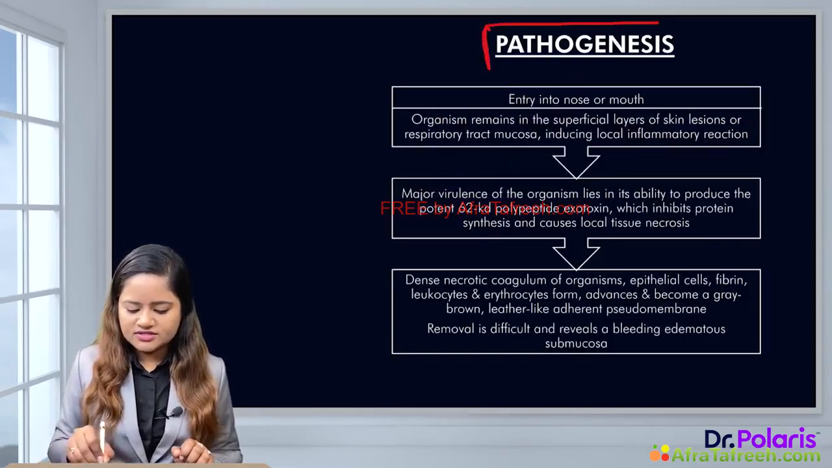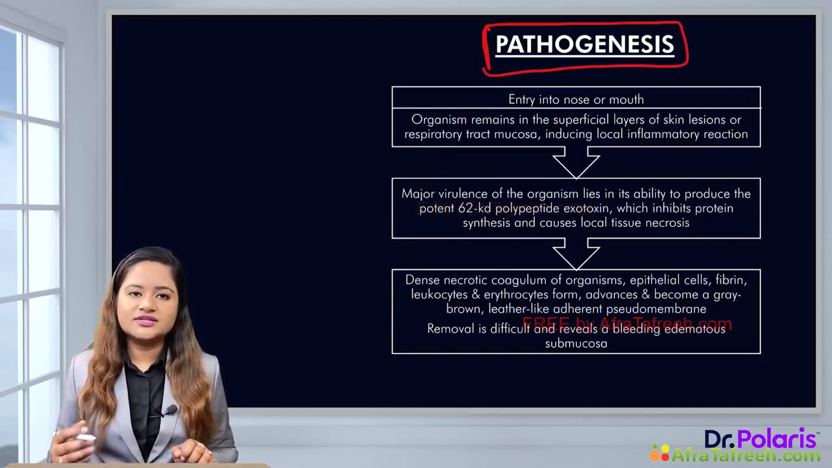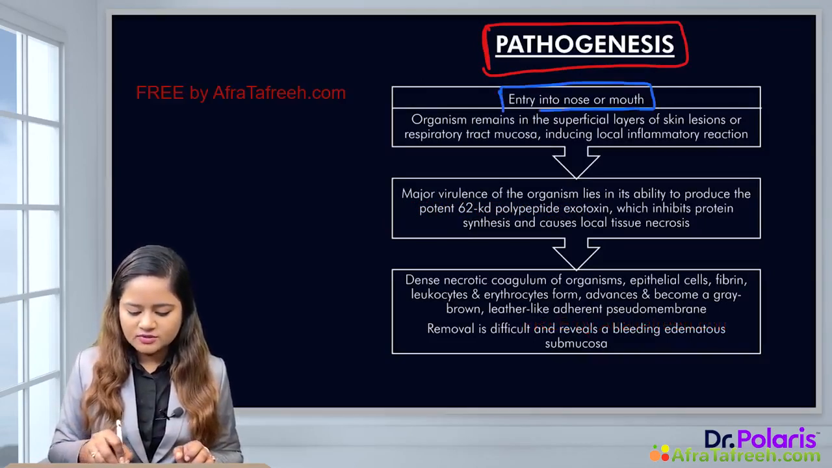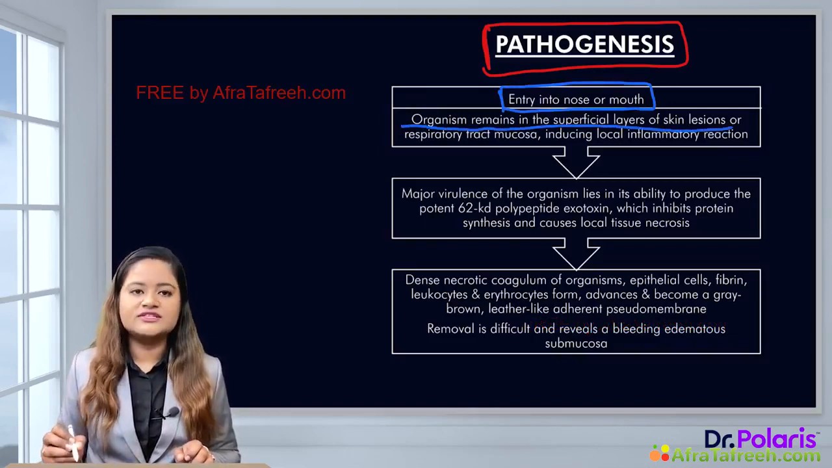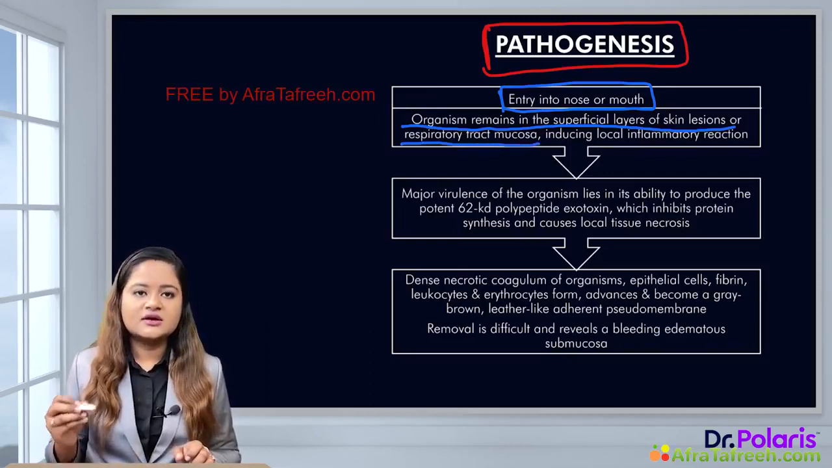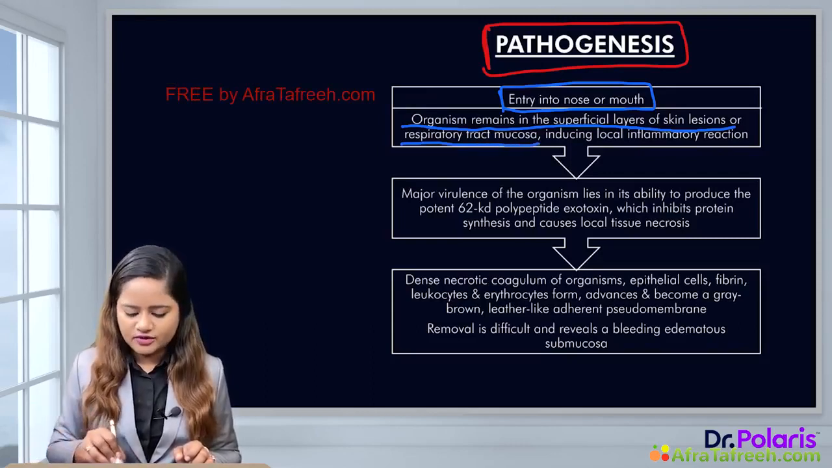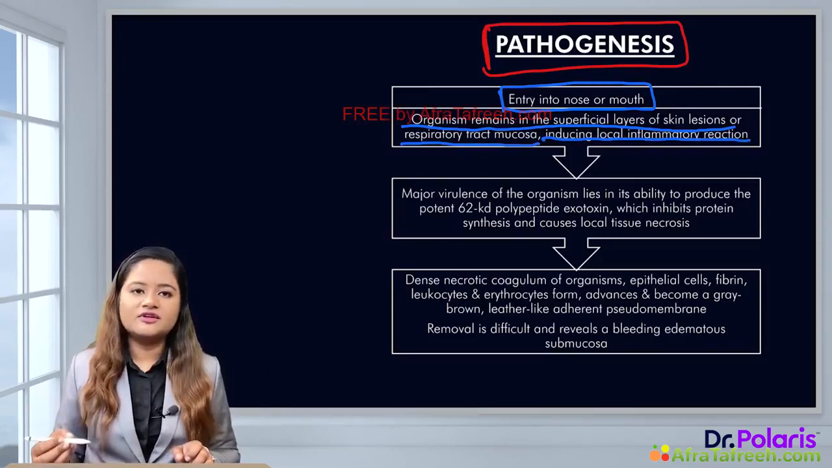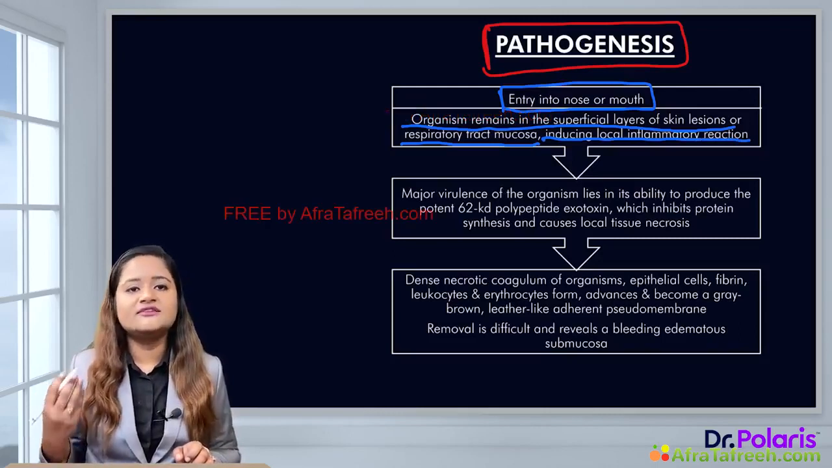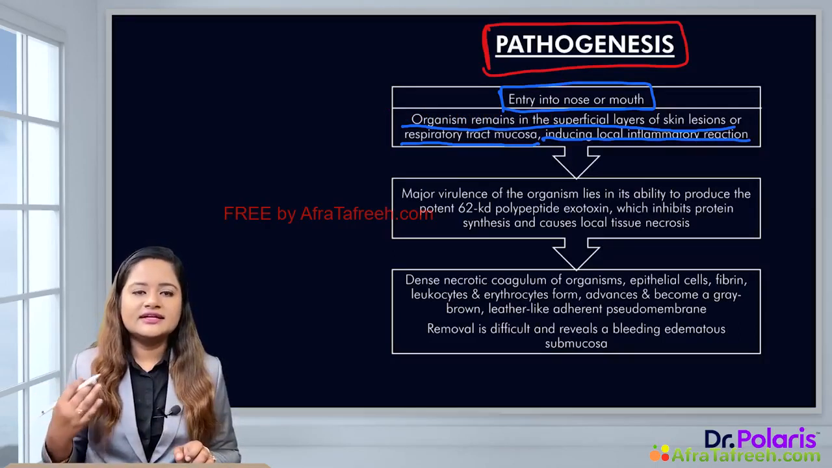So what is the pathogenesis of diphtheria? How does it gain entry inside the body, and what does it do to produce such a clinical spectrum of disease? The entry happens through the nose or the mouth because it is an airborne disease. The organism remains in the superficial layers of the skin lesions or the respiratory tract mucosa, where it has its first portal of entry, and it induces a local inflammatory reaction. Once the infected air is inhaled, it goes and sticks to the respiratory epithelium.